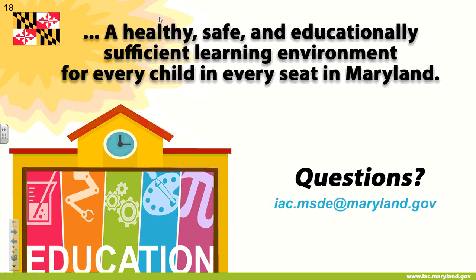Ultimately, we all agree we need a healthy, safe, and educationally sufficient learning environment for every child in every seat in Maryland. Keeping our facilities educationally sufficient requires that we maintain them, and by measuring our maintenance effectiveness is how we improve our level of success. Good measures will also help us estimate the resources needed to do the work properly and how we can do it better. This is all part of getting to fiscal sustainability in educational sufficiency.